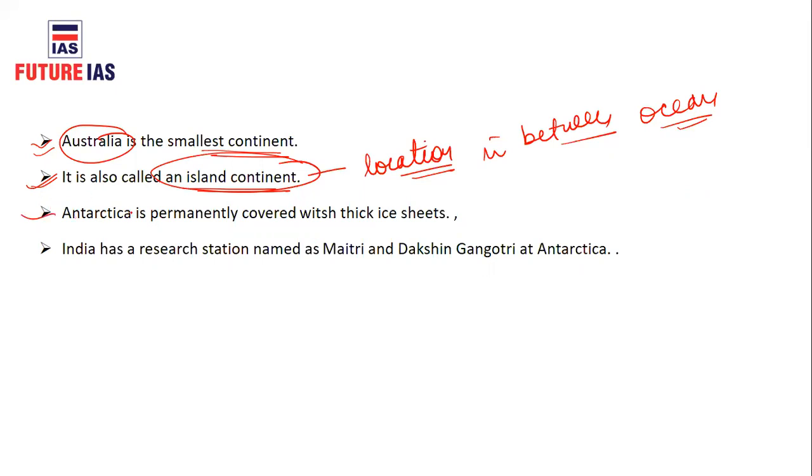And Antarctica is permanently covered with thick ice sheets. Okay. So you have the Arctic region.